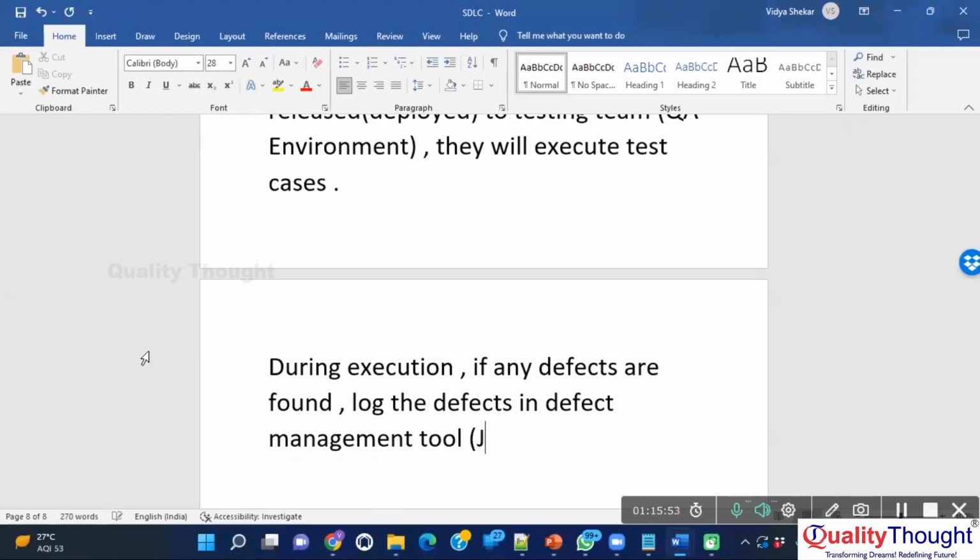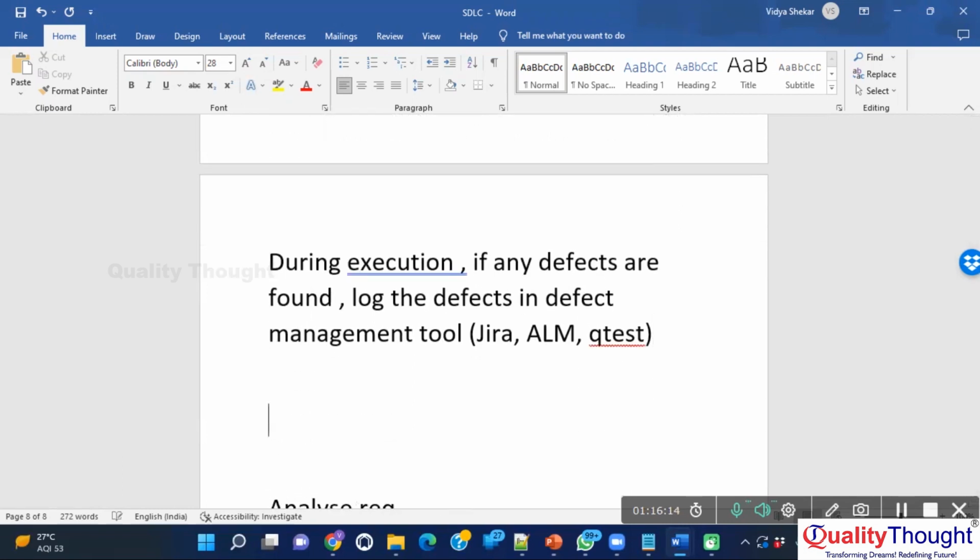This can be Jira or ALM, application lifecycle management, QC ALM, or Qtest, any tool which the company is using. Once you log a defect, it may be accepted or rejected, right? Every defect will not be accepted. What is a defect? If the application is not behaving as per the requirement created by the BA, then you log it as a defect.